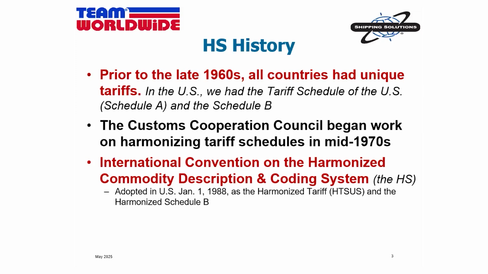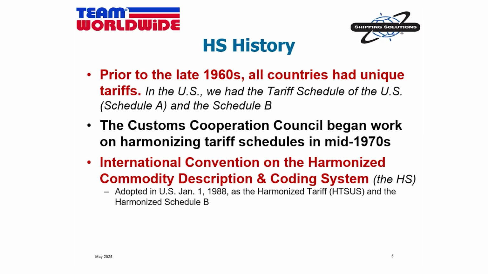But the U.S. was no different. We had what was called a tariff schedule of the U.S. And since the U.S. likes acronyms, it was referred to as the TSUS. This was developed by the U.S. International Trade Commission and U.S. Customs Service, which was part of the Treasury Department. And it was used to classify goods to determine the tax rate on goods coming into the U.S.